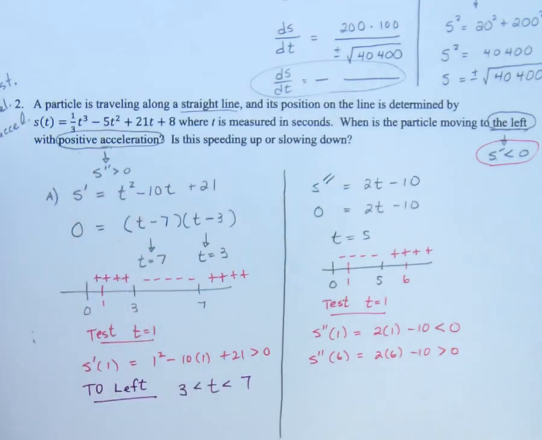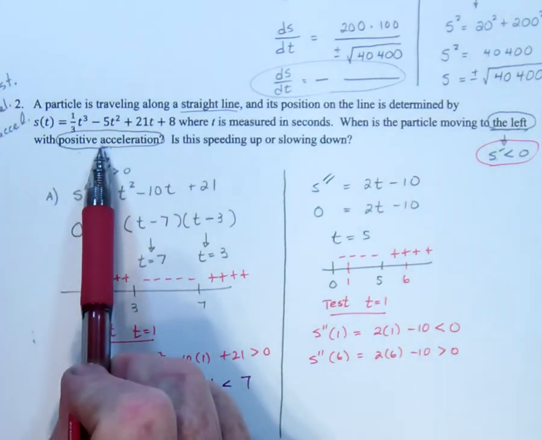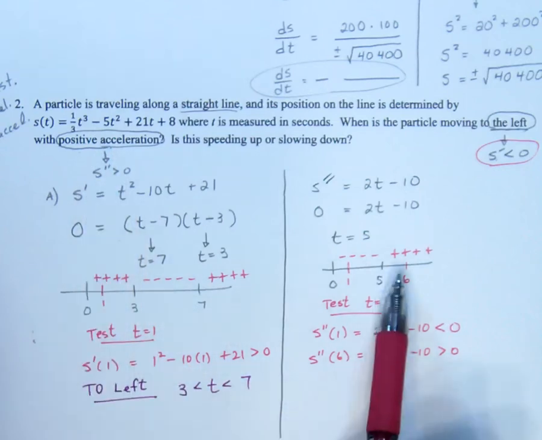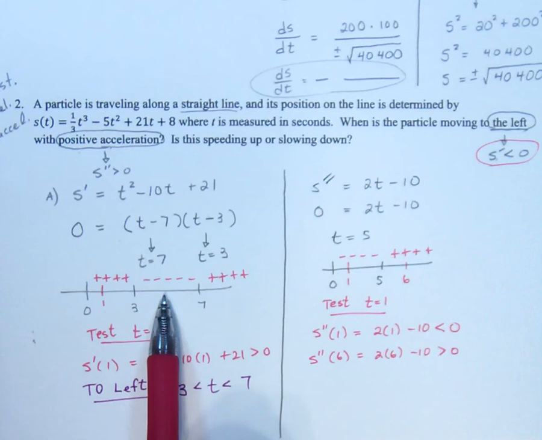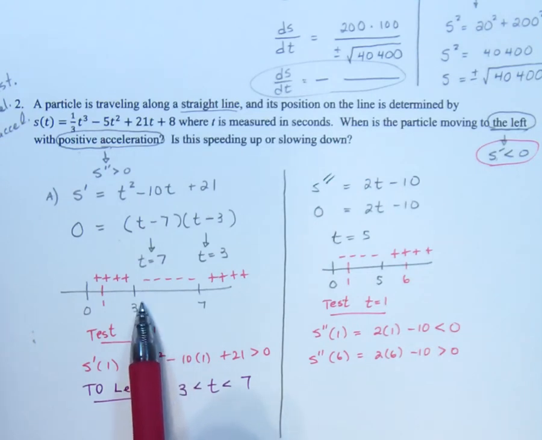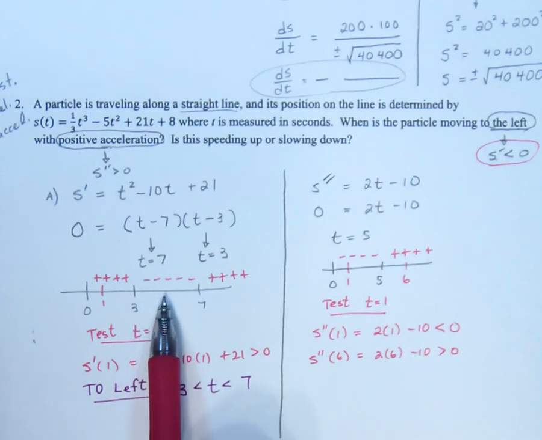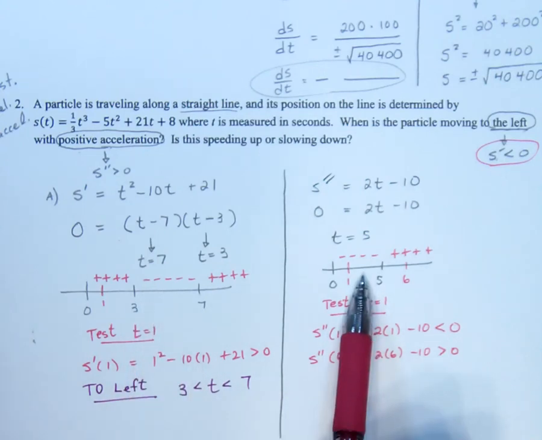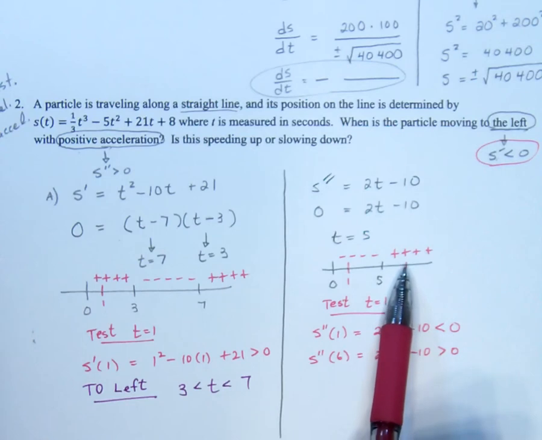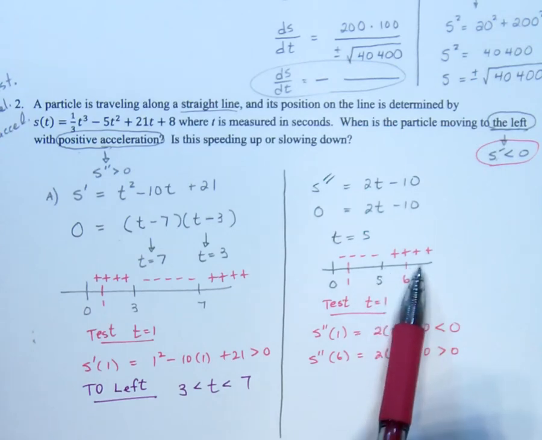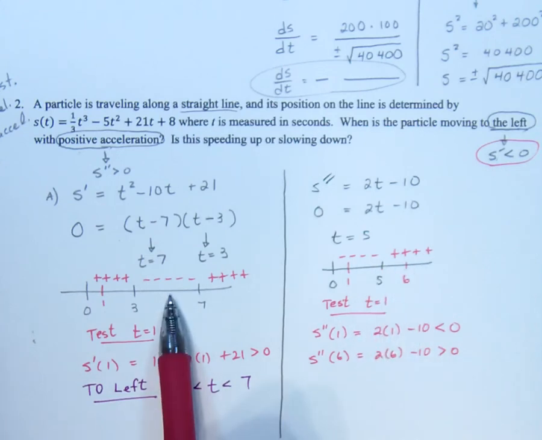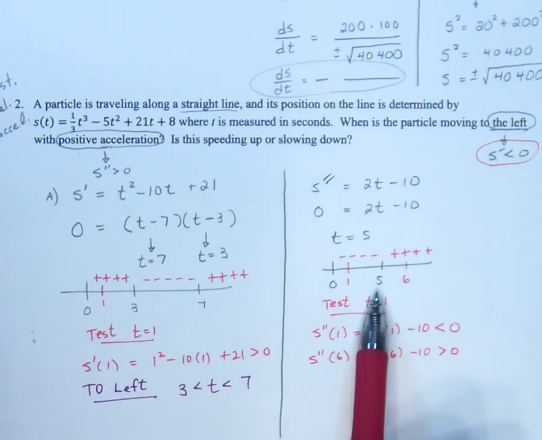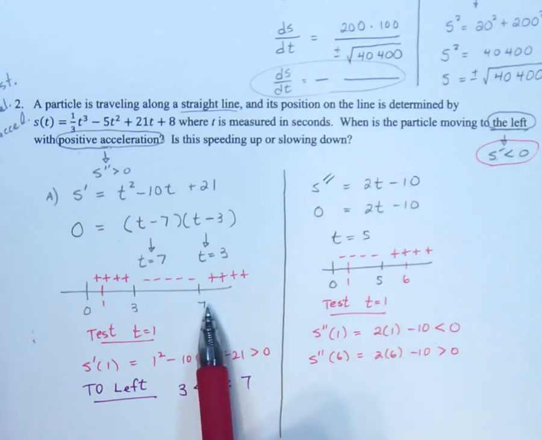Okay, finally to this one. This one is saying positive acceleration, so that's from 5 on. But this one is saying to the left. So we have to put the two answers together. This says it has to be between 3 and 7 seconds. This one, positive acceleration, says it has to be bigger than 5. Well, if it has to be both bigger than 5 and between 3 and 7, that means it has to be between 5 and 7.